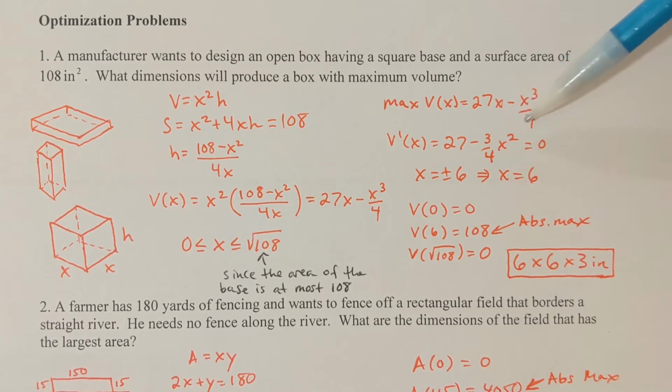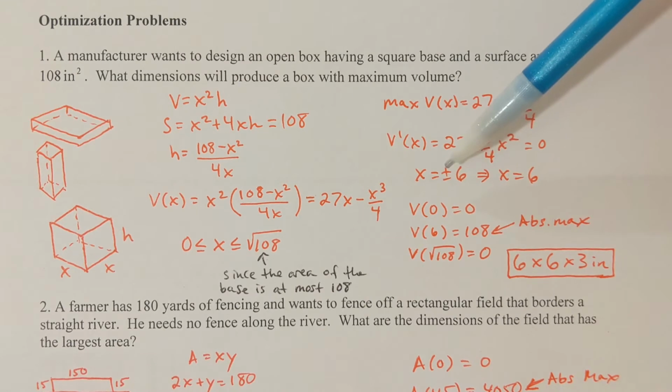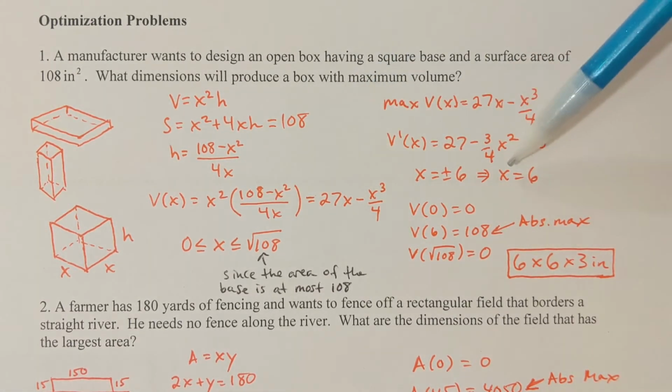If you add 3/4 x squared to both sides and then multiply by 4/3, then x squared would be equal to 36. Take the square root of both sides. x would be plus or minus 6. We've already said that x can't be negative. So x is 6 would be my critical number there.